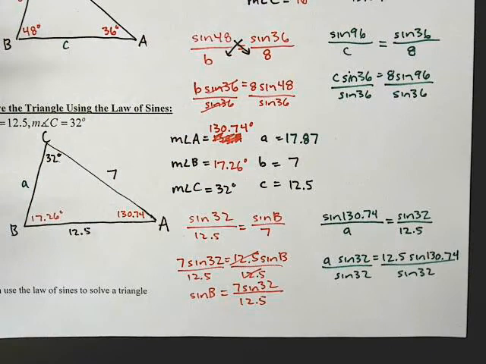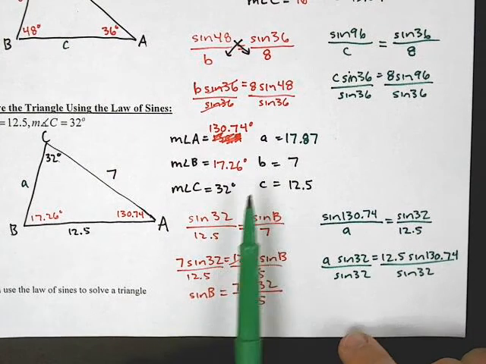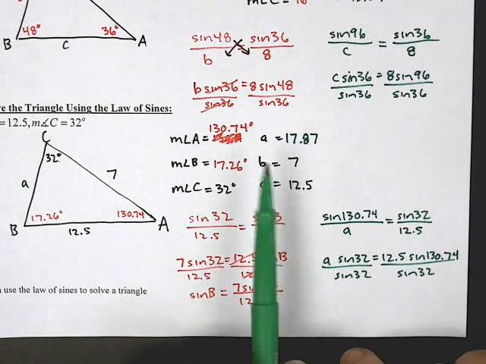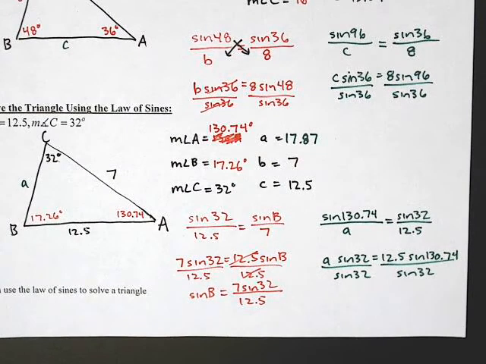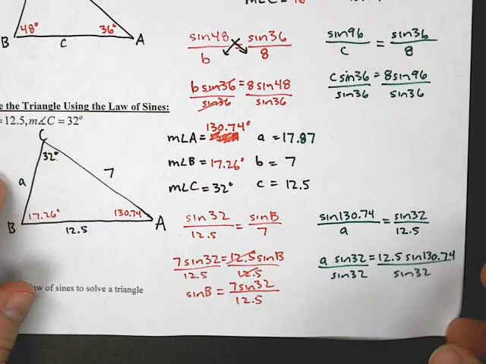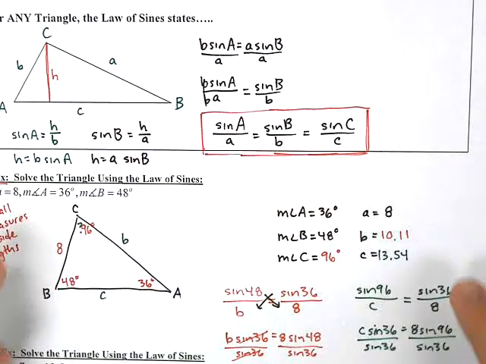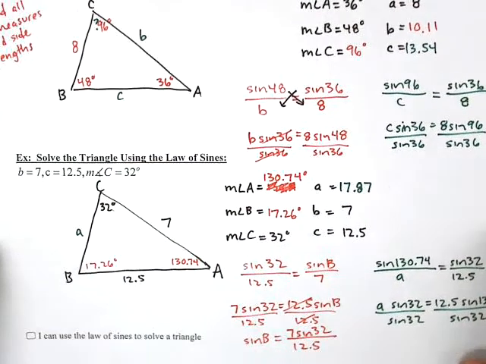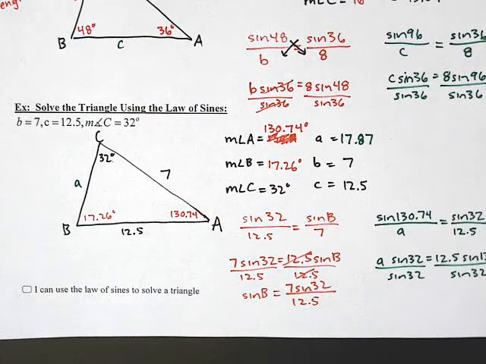All right, one more time, just to make sure, we'll double check. Smallest angle, smallest side. Middle angle, middle side. Biggest angle, biggest side. And that is the law of sines. So we need to be able to use the law of sines right here. We need to be able to use this to help us solve triangles, to help us get unknown lengths. A lot of the times you might need this.